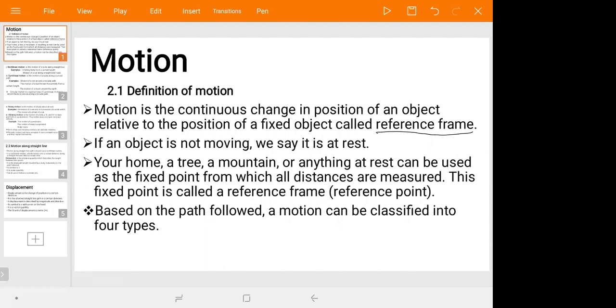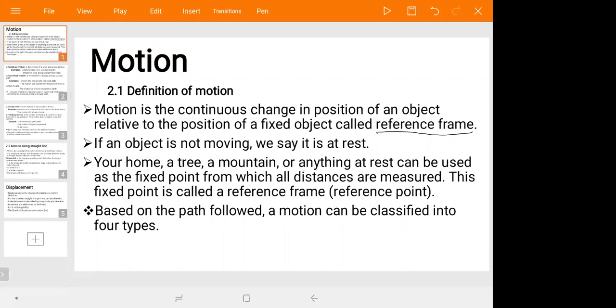Let us see, for example, if you sit in the car and come to school, relative to your home, you are in motion. Relative to the chair of the car, you are at rest. Therefore, when we talk about motion, you must consider from what type of reference frame.